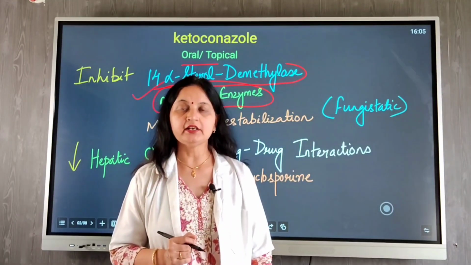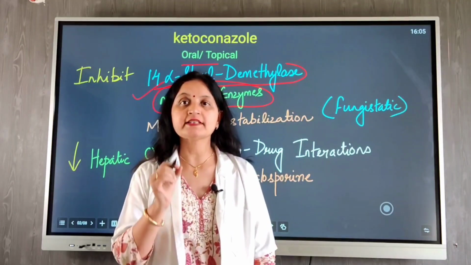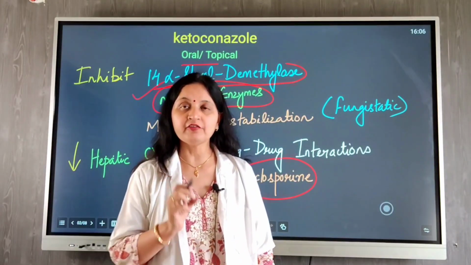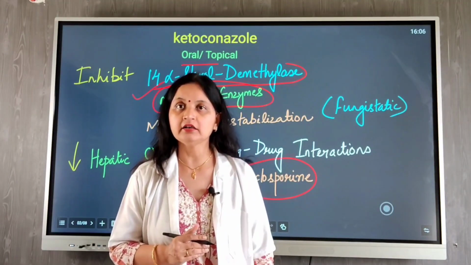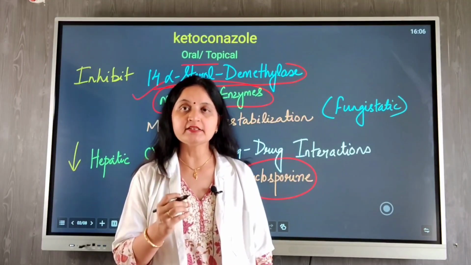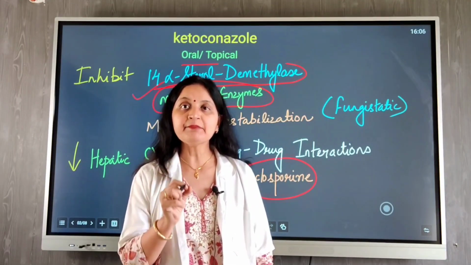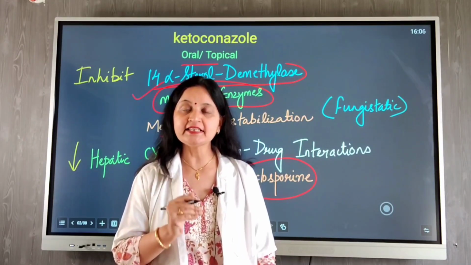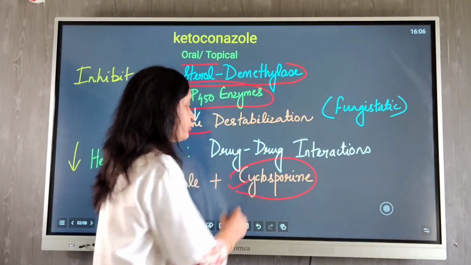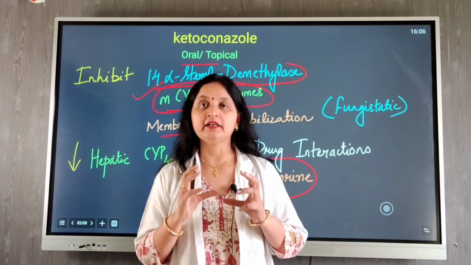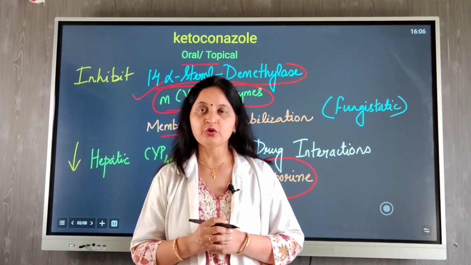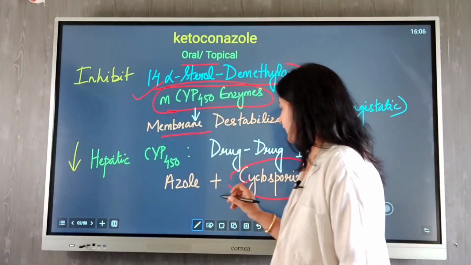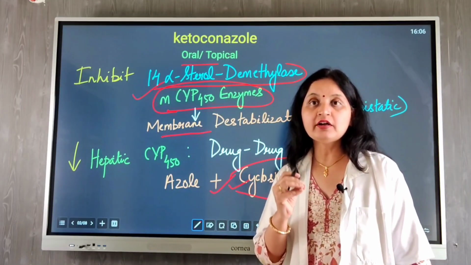An example of a drug-drug interaction between an azole and another drug is cyclosporin. Cyclosporin is an immunosuppressive agent and it prevents graft rejection in recipients of kidney, liver and lung transplants. When an azole is administered along with cyclosporin, it inhibits the hepatic cytochrome P450 enzyme, decreasing the metabolism of cyclosporin. Because of reduced metabolism, cyclosporin accumulates, leading to toxicities such as nephrotoxicity and hepatotoxicity.